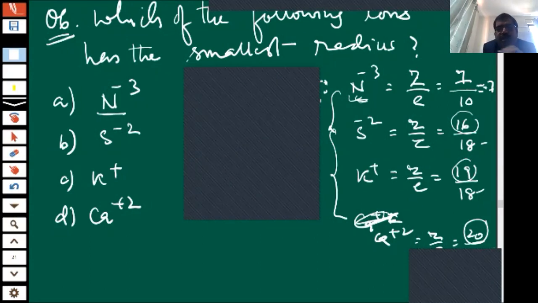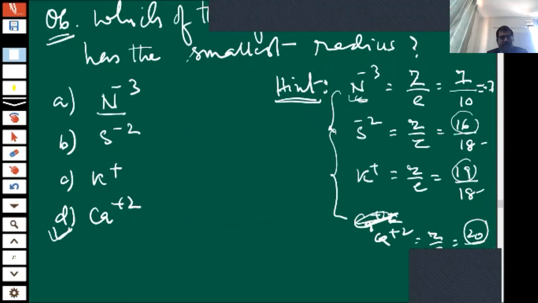For N minus 3, it is, yeah, the correct option. So you have to use Z by E value. Did you understand? So option D is correct. But let me find out what is the time actually. 42.